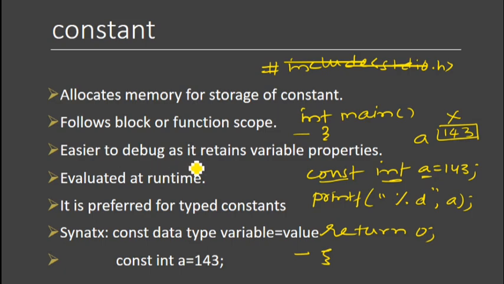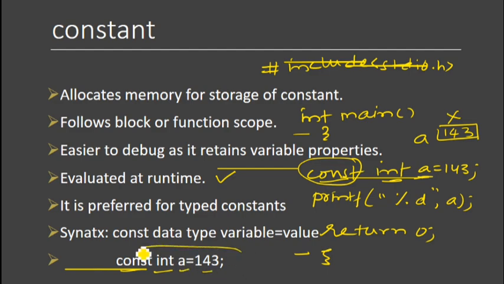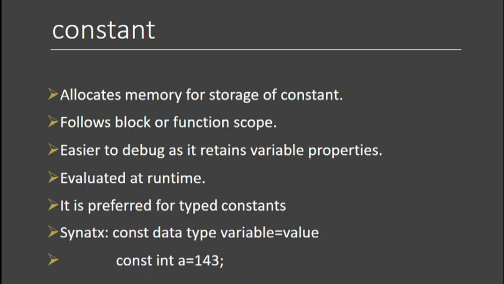It is easier to debug as it retains variable properties, because it is the same as a normal variable, and it is evaluated at runtime. It is preferred for typed constants. A typed constant means the value I am storing in a is not supposed to change throughout the program, and for that variable I write const as the keyword. So this is a typed constant. In the syntax, const is the keyword, int is the data type, a is the variable, and this is the value. That is the representation of a constant. Next we will see the preprocessor.